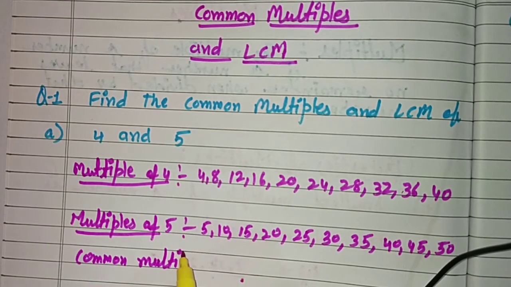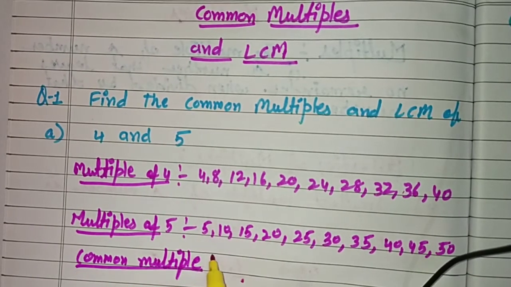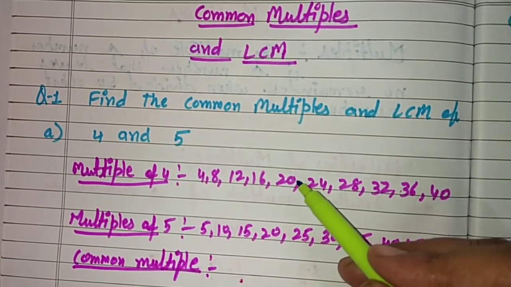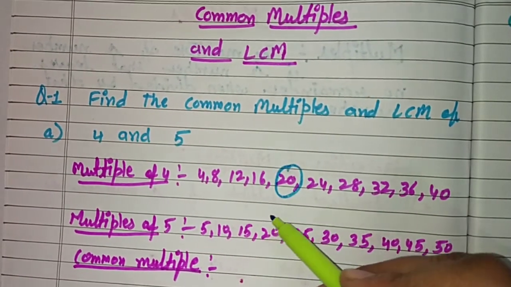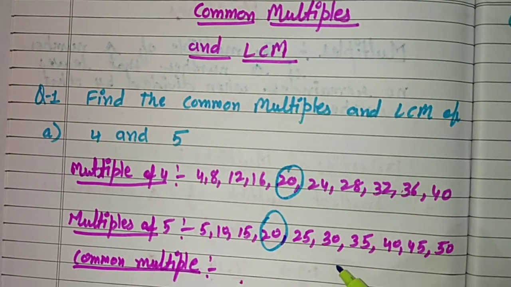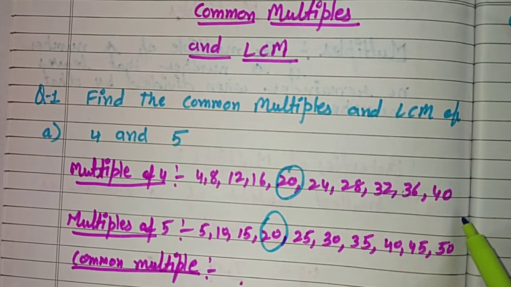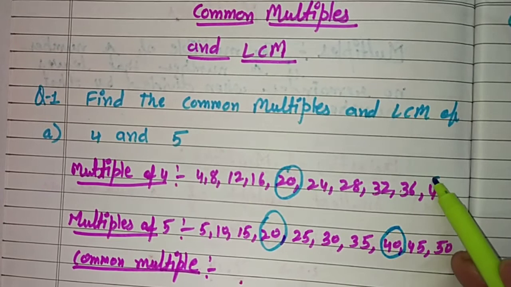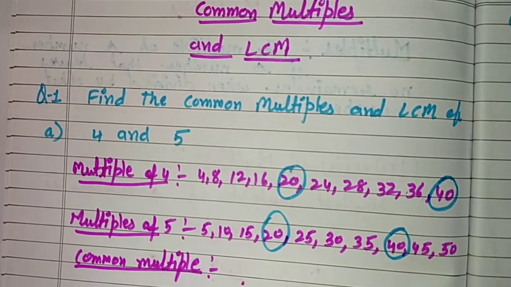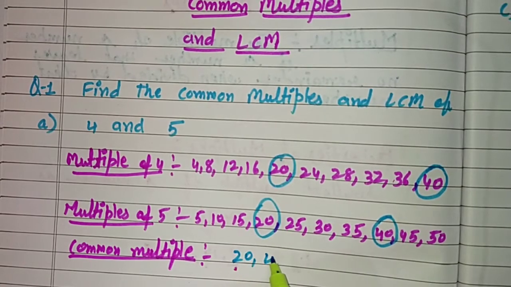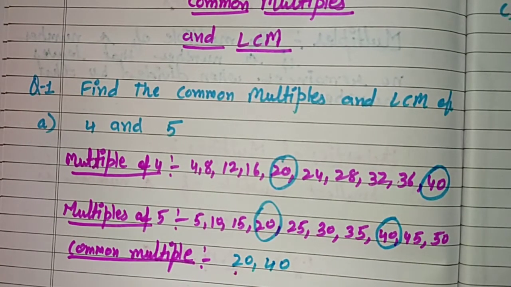Common multiples इन दोनों में से we are going to find. Okay. अब देखते हैं common कौन कौन से हैं. The first common I can see is 20. Okay. उसके बाद और कोई आ रहा है इसमें, देखो 24 is there, it's not there. 32, 40. Yes, now the second common multiple is 40. So 20 and 40, they are the common multiples.